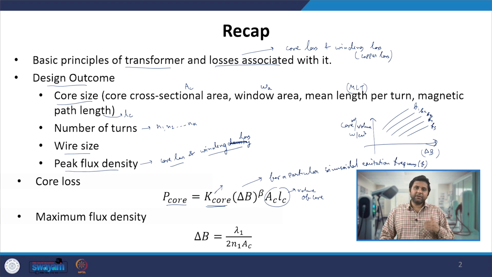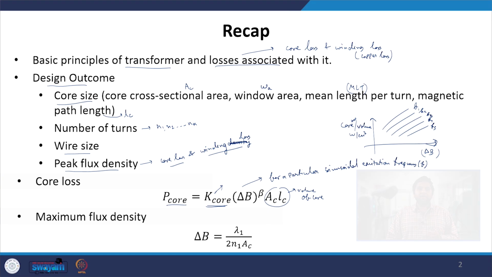So then we have understood, in order to identify these things, there are some quantities which we will get from the specification. We will see what are those quantities. Along with that, there are other quantities which have to be determined by first principles. So for that, we have defined our core loss, which is proportional to delta V, the peak flux density, and then we have defined the delta V, which is the peak flux density expression.